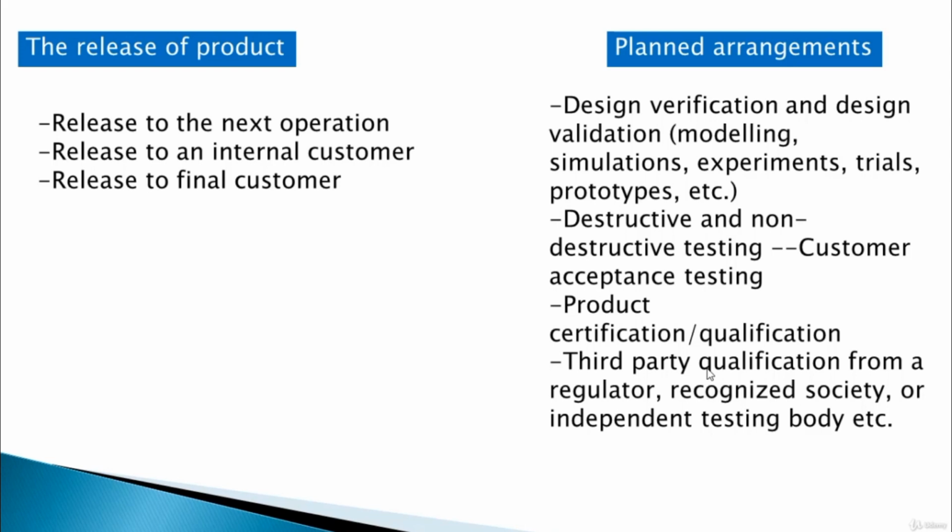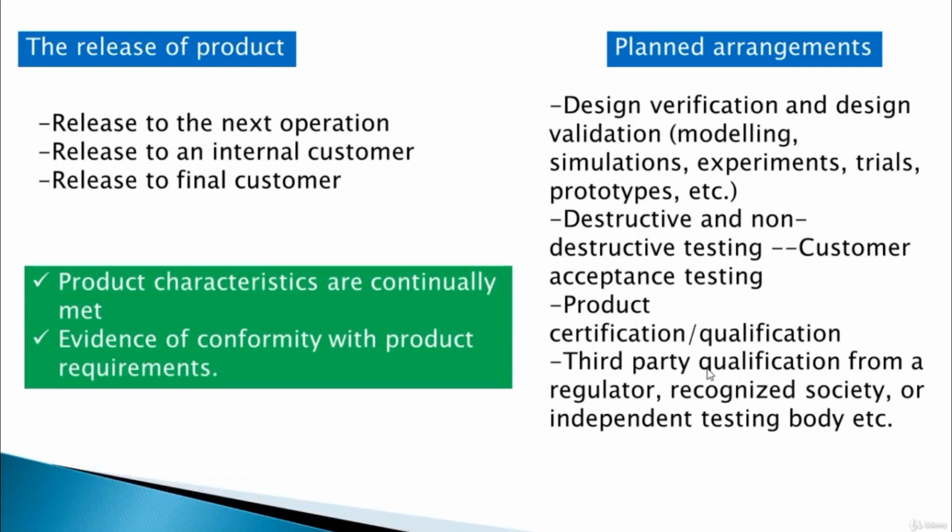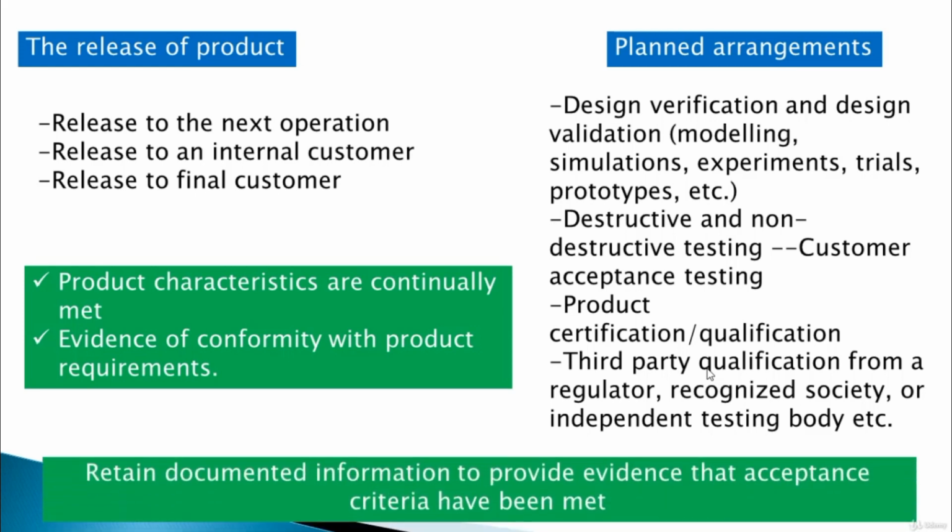Now, when we say the release of a product, we're talking about the release to the next operation, and then the release to an internal customer, until the release to a final customer. Now, the organization must monitor and measure product characteristics to ensure that they're able to demonstrate product characteristics are continually met and to demonstrate the evidence of conformity with product requirements. The organization also needs to retain documented information to provide evidence that acceptance criteria have been met.